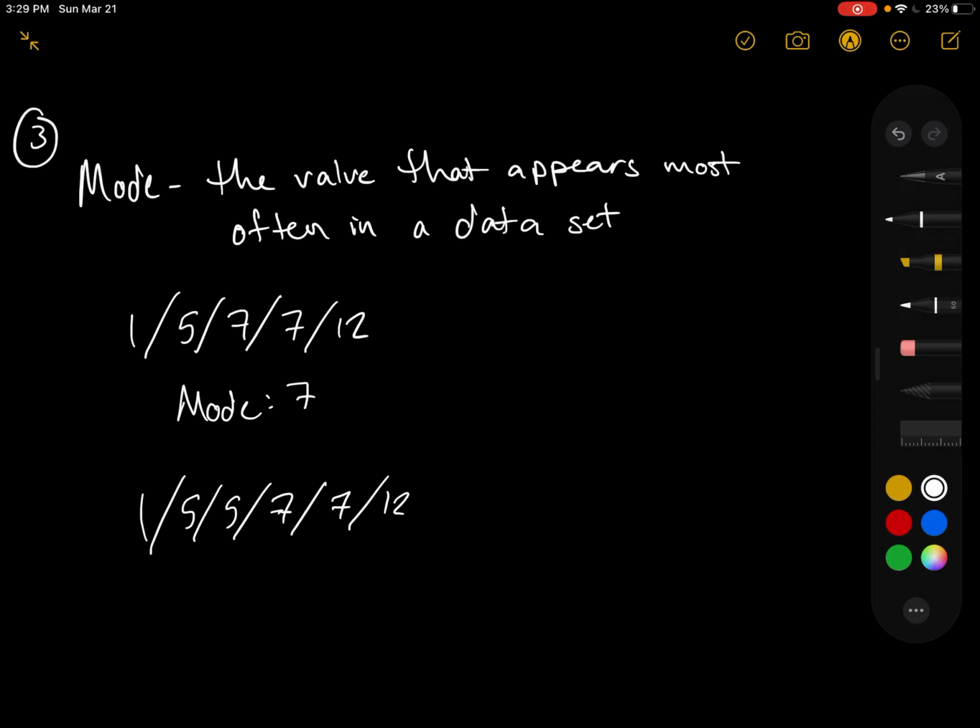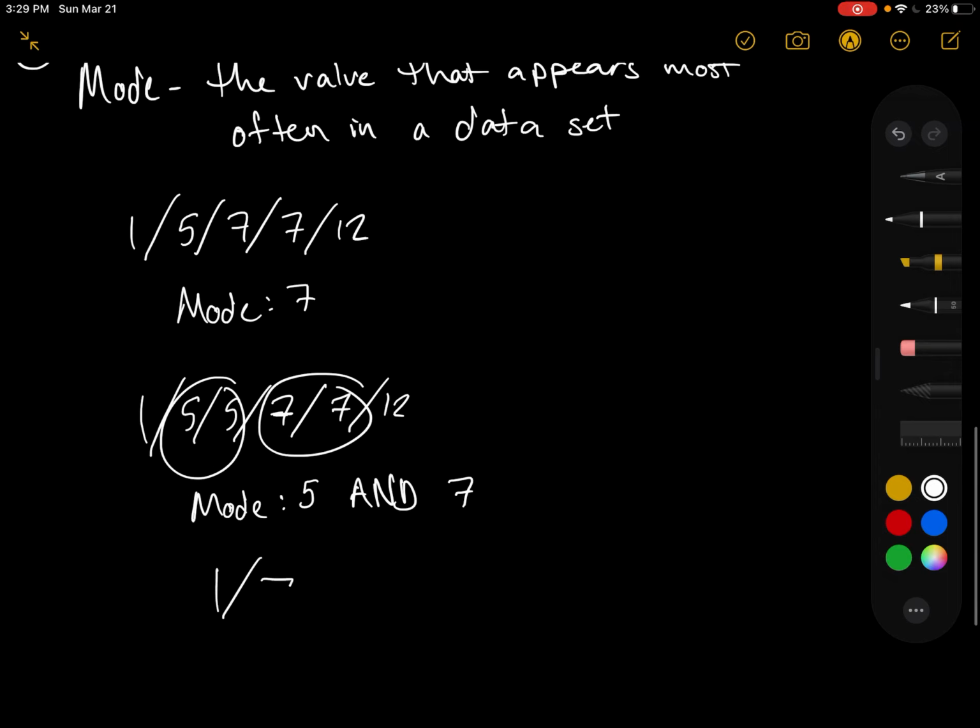So that's one example. A second example, what if we had 1, 5, 5, 7, 7, and 12 as our data set? Here, there's a tie. The 5s repeat and the 7s repeat. So in that case, you are allowed to have two modes. So the modes are 5 and 7. What if we just had 1, 7, and 4 as the data set? Here, nothing repeats. There is no mode.